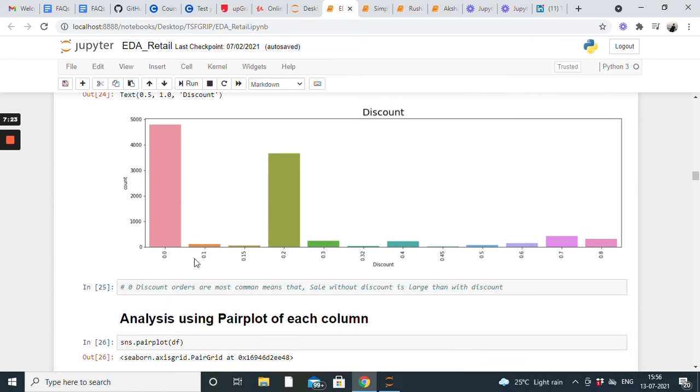In the count plot of discount, we see that 0 discount orders are the most common, which means that sales without discount are larger than sales with discount, right?